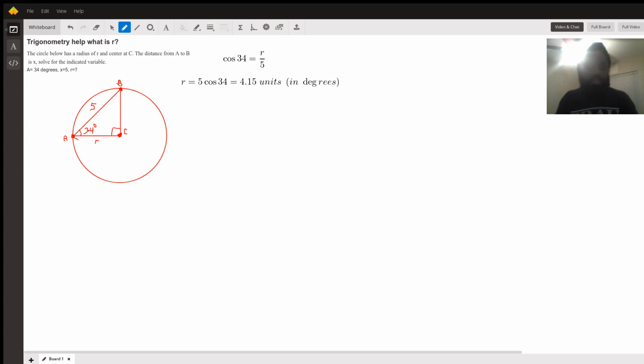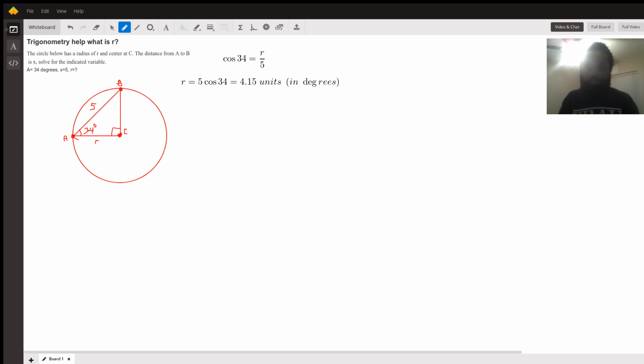This lesson will consist of us finding the radius of a given circle. The circle below has a radius of r and center at C. The distance from A to B is x. Solve for the indicated variable. If A is 34 degrees and x is 5, what is the radius?